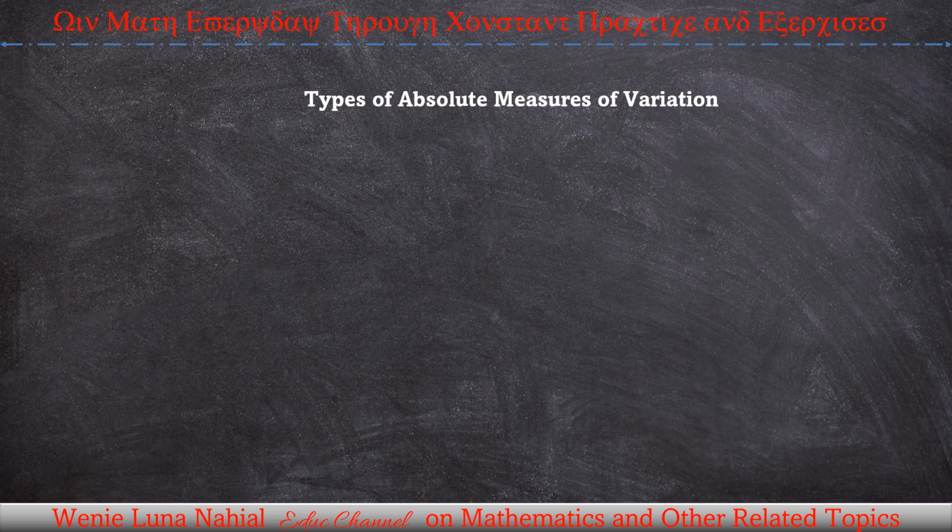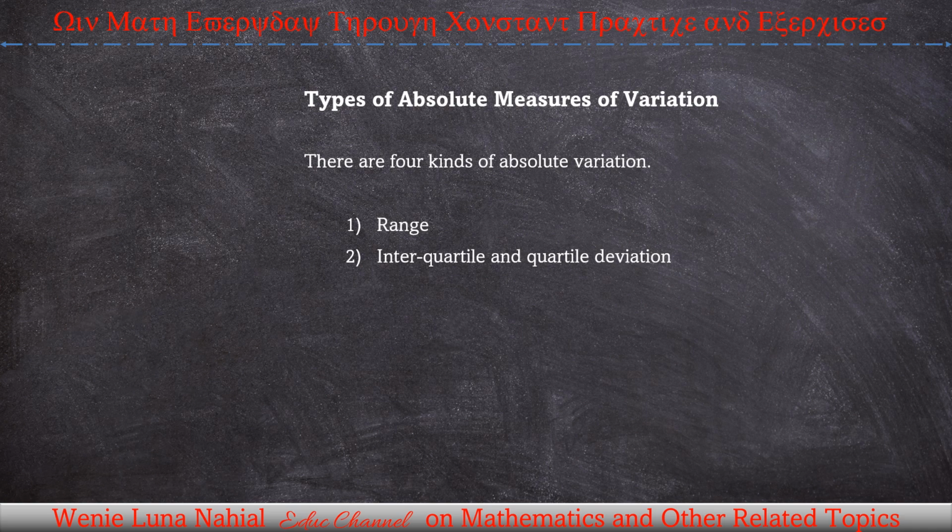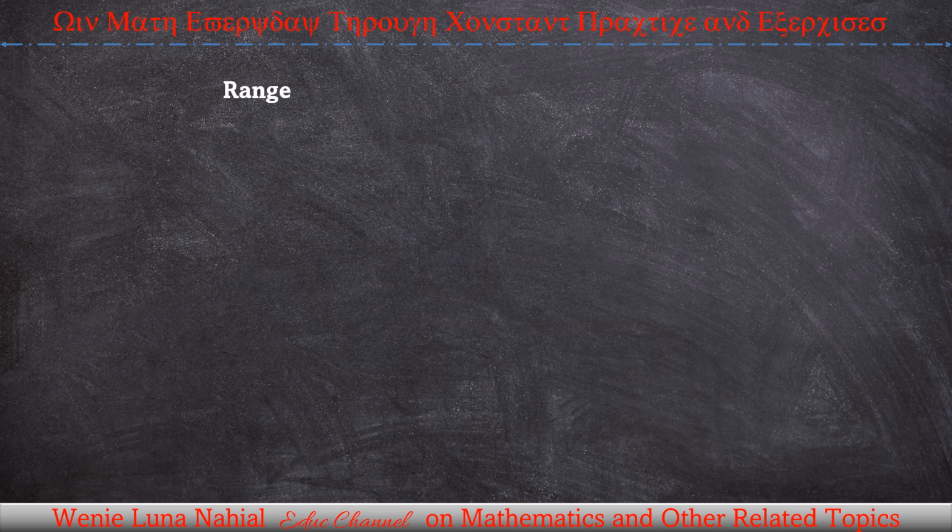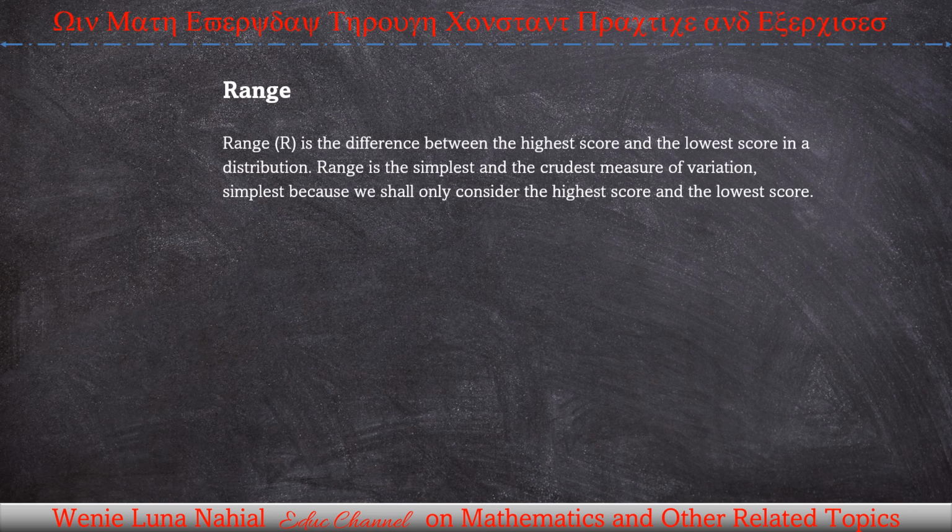Now, types of absolute measures of variation. We have four kinds of absolute variation. We have range, interquartile and quartile deviation, mean deviation, and the last one, variance and standard deviation. Now let's have range. Range is just the difference between the highest score and the lowest score in a distribution. Range is the simplest and the crudest measure of variation.